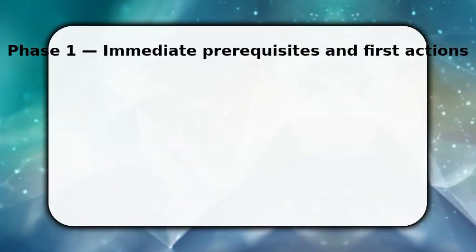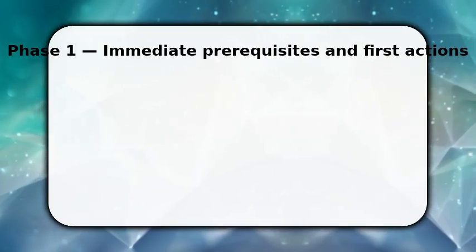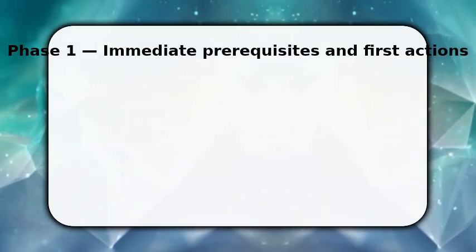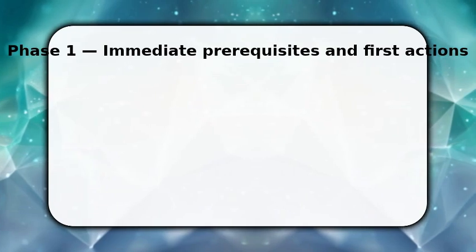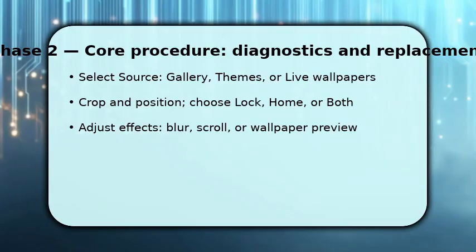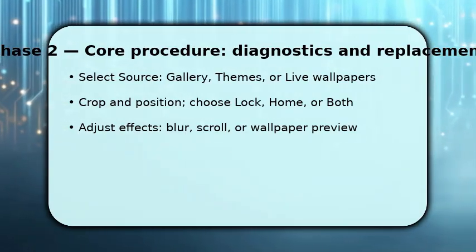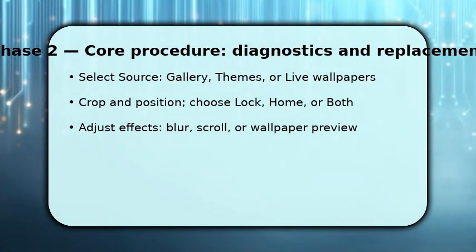You do this first to access built-in albums, live wallpapers, and the theme store, so you can pick the right source immediately. Now choose your source. Open Gallery to use a personal photo or the Themes app for curated images and live wallpapers. When you pick an image, crop and position it, make sure key subjects aren't under widget zones.